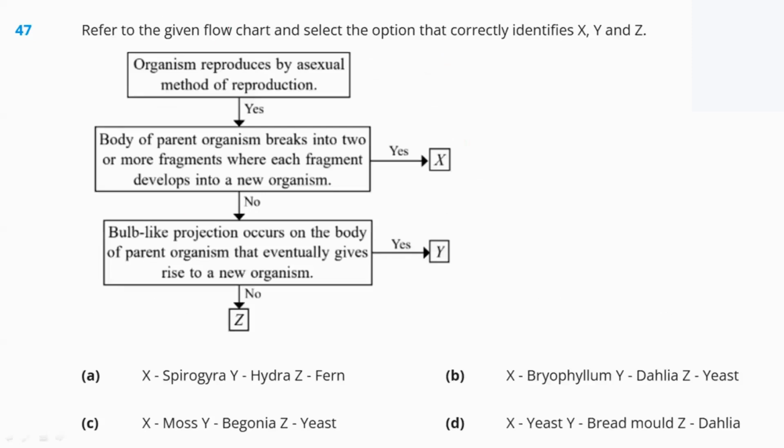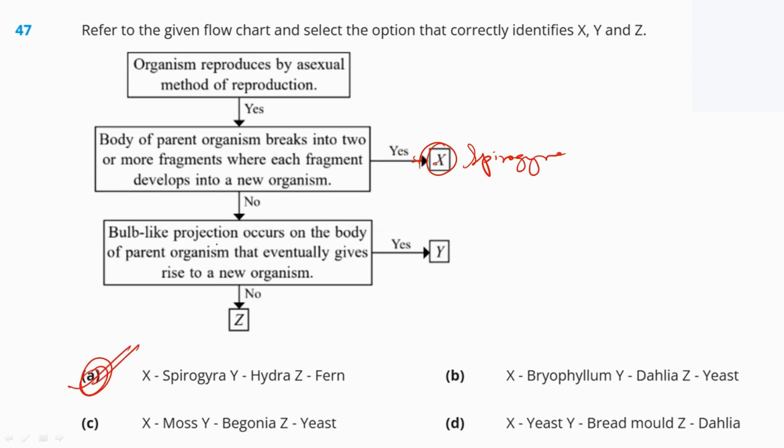Next, refer to the flow chart and select the option that correctly identifies X, Y, and Z. The organism reproduces by asexual mode of reproduction: yes. The body of the parent organism breaks into 2 or more fragments, where each fragment develops into a new organism. That happens in the case of Spirogyra. So Spirogyra is in option A. So A is our right answer.